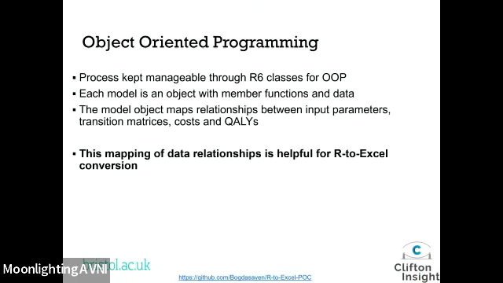Also, we try to keep track of everything within the Markov model using R6 object-oriented programming, so that each model is an object with member functions and member data. So this maps the relationships between the input parameters, the transition matrices, the costs, the utilities, QALYs, and this mapping of the data relationships makes it much easier to manage the R to Excel conversion.